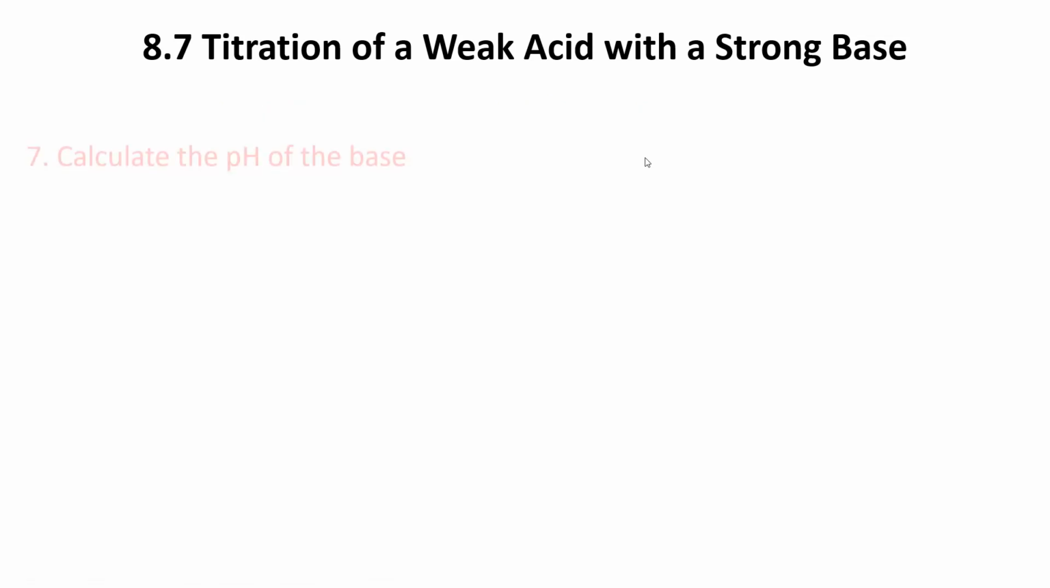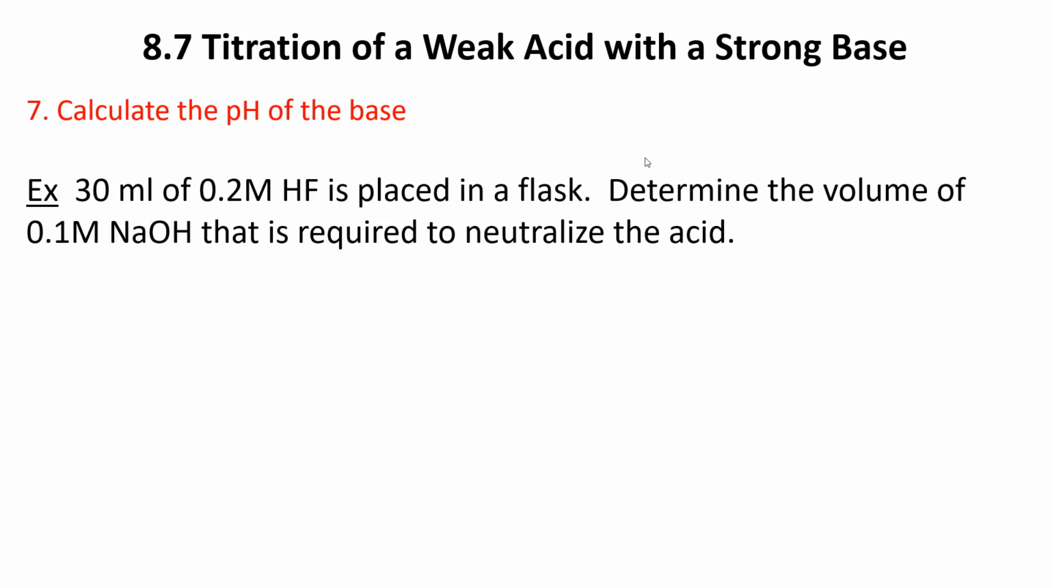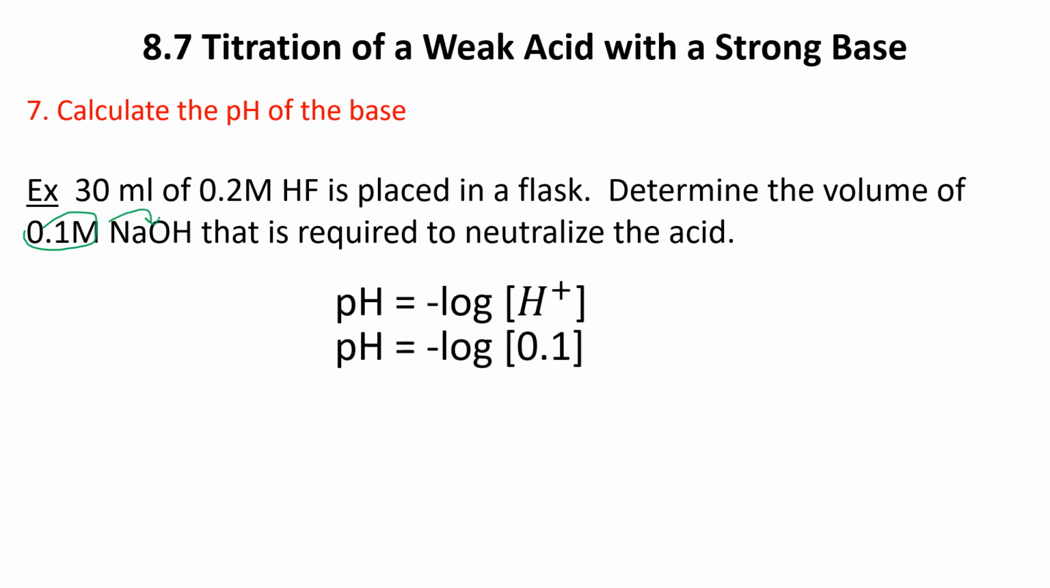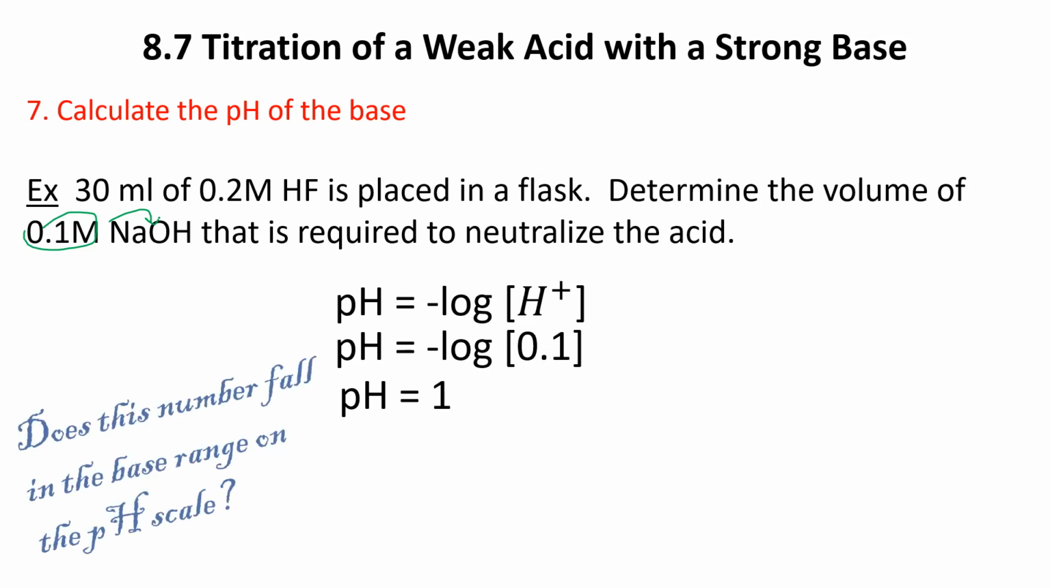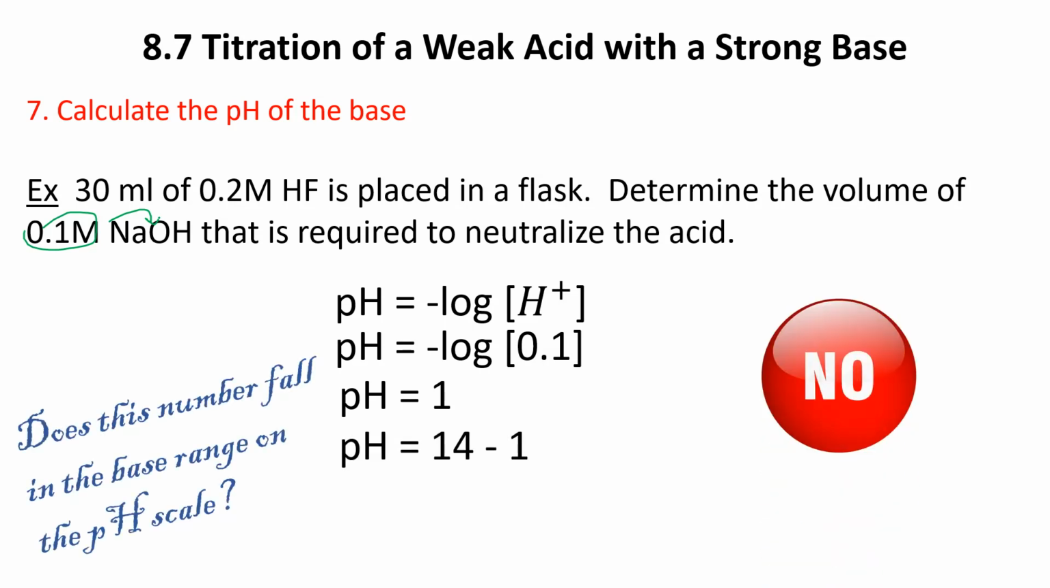The last thing we can do now is we can calculate the pH of the base, and we could have done this right off the bat because we knew the concentration of the base. It's a strong base, which means we can just go straight ahead and do the negative log of the 0.1, and we get an answer of 1. Does that fall in the basic range? Obviously not. So we need to go 14 minus our answer, and we get an answer of 13. Now that we have all these values, we can create a titration graph.